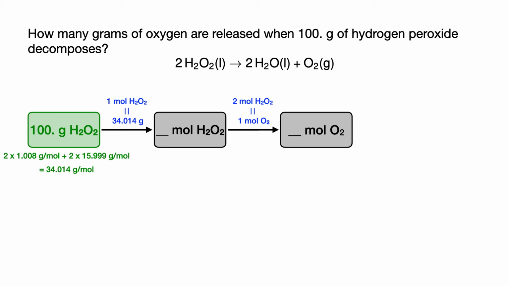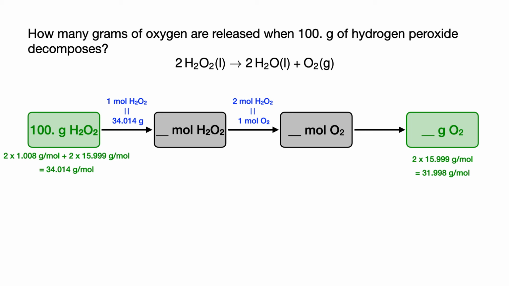And then finally, once we know the amount of oxygen, we're going to want to convert that into grams. We can do that using the molar mass of oxygen. Oxygen has the formula O2. Its molar mass is going to be twice the molar mass of the oxygen atom, 15.999 grams per mole. And so that works out to be 31.998 grams per mole for diatomic oxygen. So 1 mole of O2 has a mass of 31.998 grams. Now we have relationships between all of these quantities, and we can work out the answer to this question.